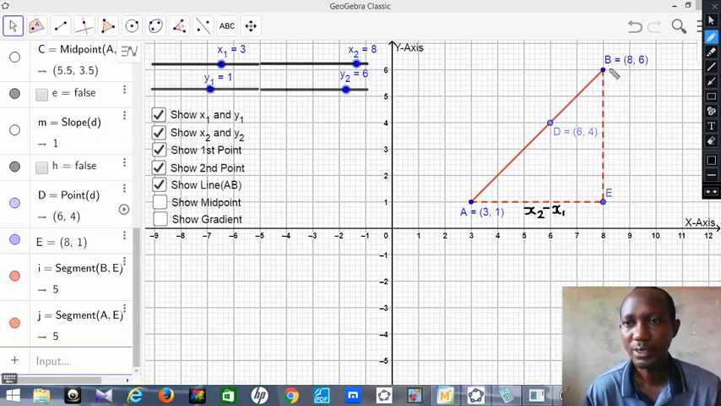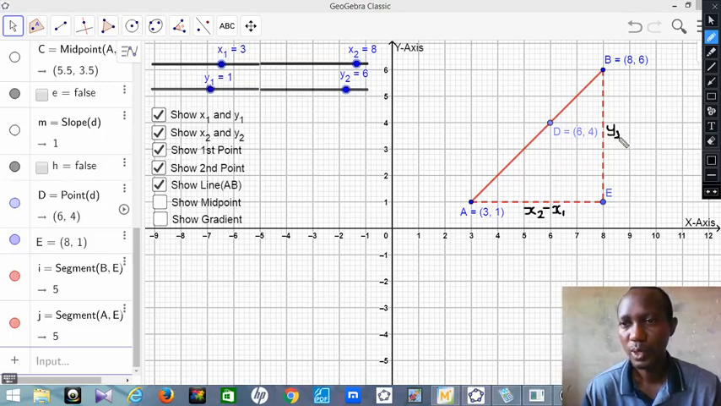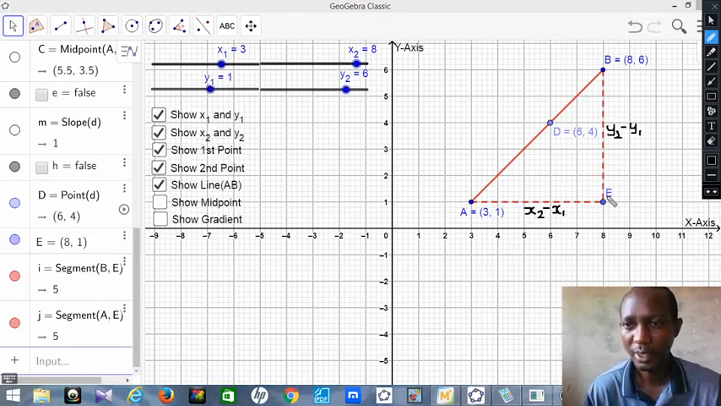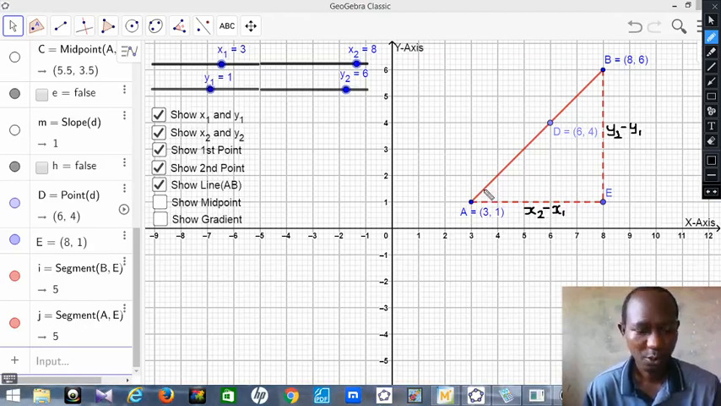Then the distance to this place is y2, which is 6. You can see 6. Then if you do 6 minus 1, you will get this distance. So this distance here is y2 minus y1. So these are the distances of this point and this point. Then this angle can also be found.